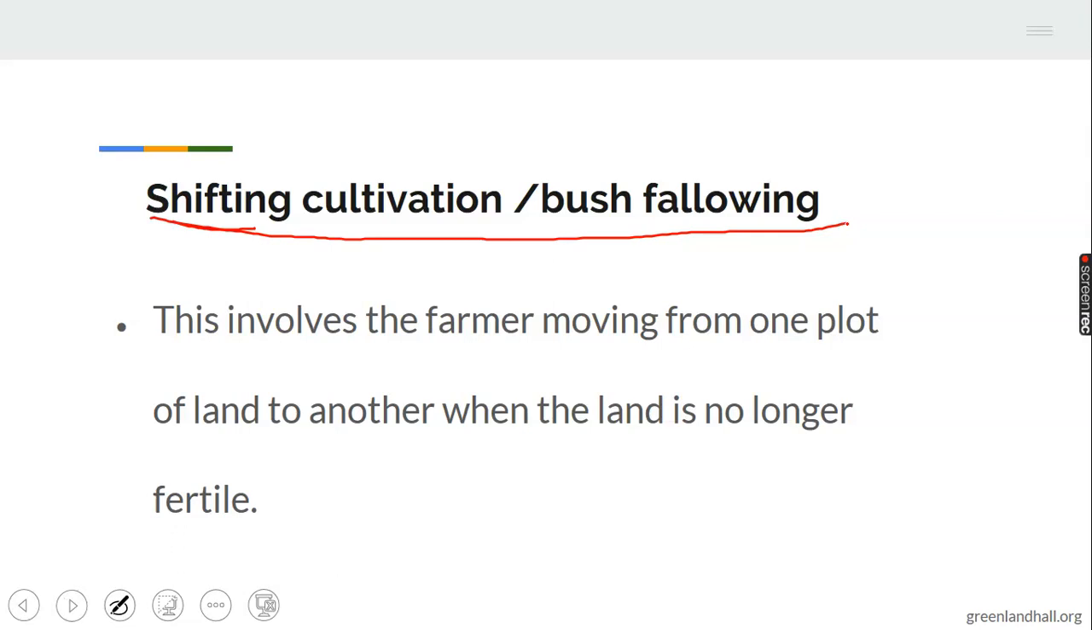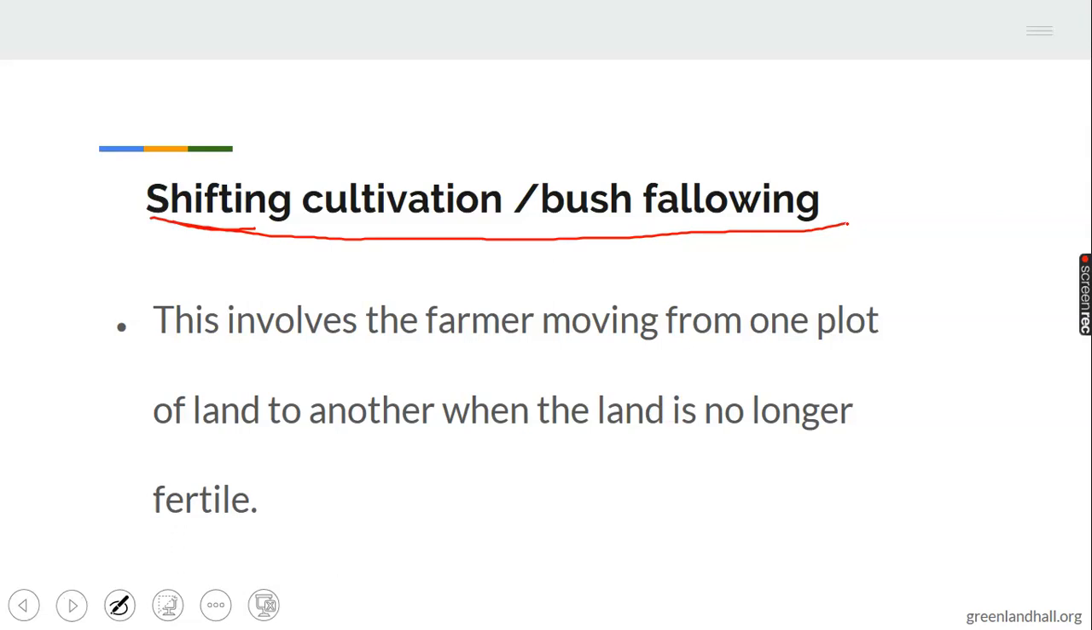The farmer grows crops on a piece of land until the land is no longer productive. Then the farmer abandons the land and allows it to go back to bush for 2 or more years before it is used again under shifting cultivation and bush fallowing.